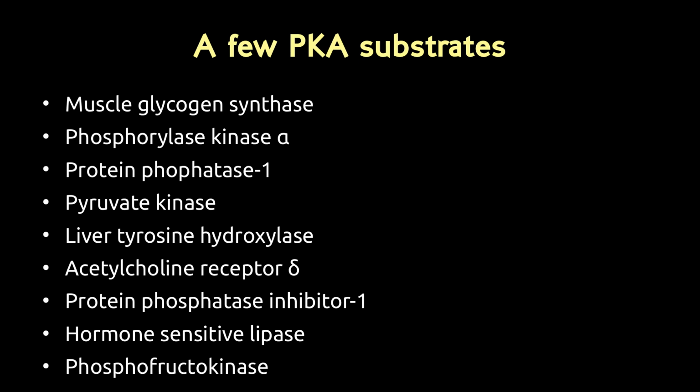So you actually have a bunch of different things that pKa can phosphorylate. You don't necessarily need to know this list. The point is that this is a small subset of the things that pKa can phosphorylate. Also glycogen synthase, phosphorylase kinase A, protein phosphatase 1, pyruvate kinase, liver tyrosine hydroxylase, acetylcholine receptor delta, protein phosphatase inhibitor 1, hormone sensitive lipase, phosphofructokinase, just a ton of things all over the place that can be activated or potentially deactivated by protein kinase A. Not all of these are in the same cells, but some of them are.